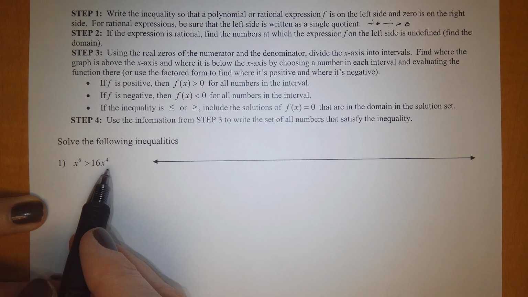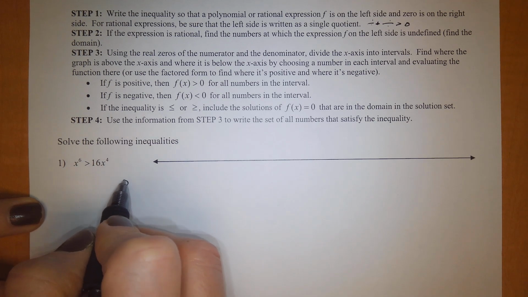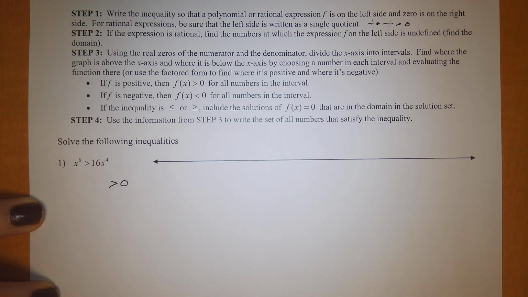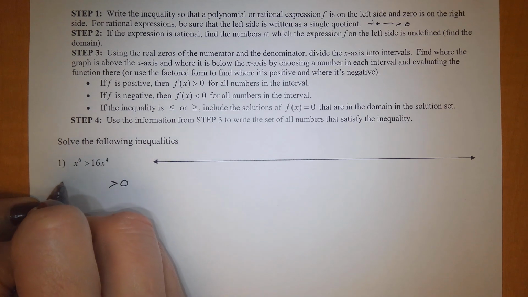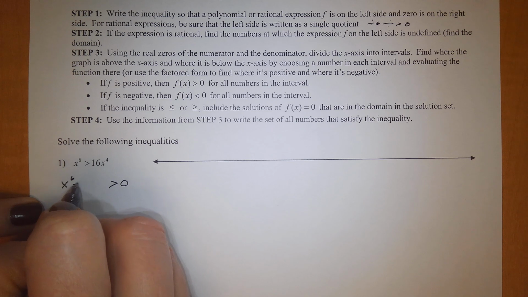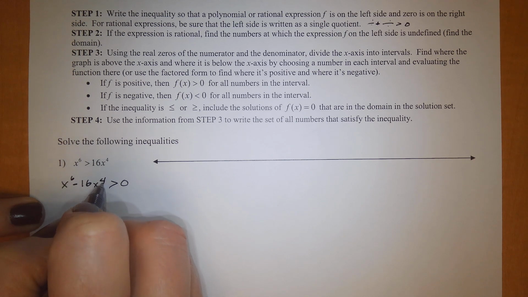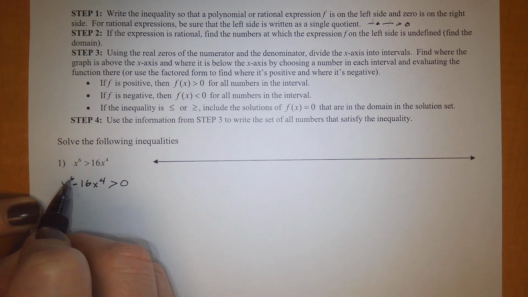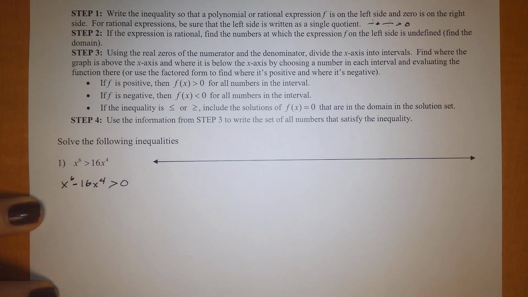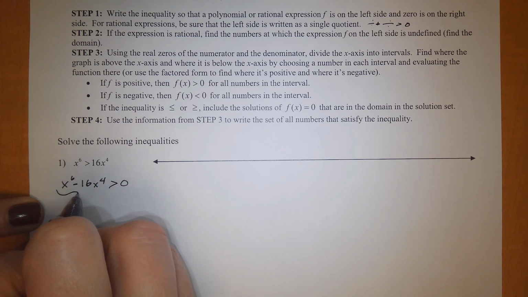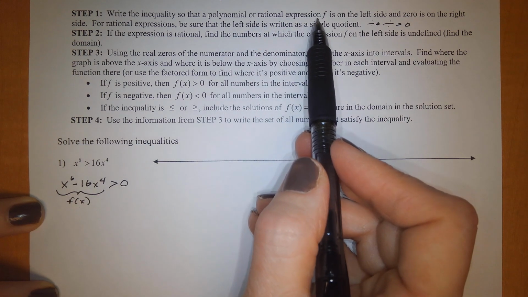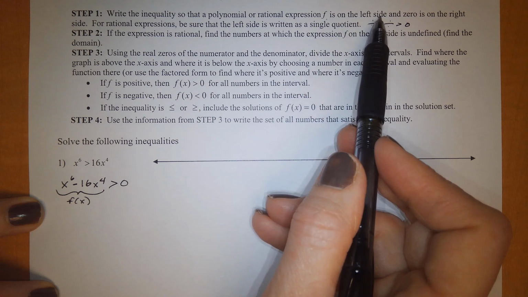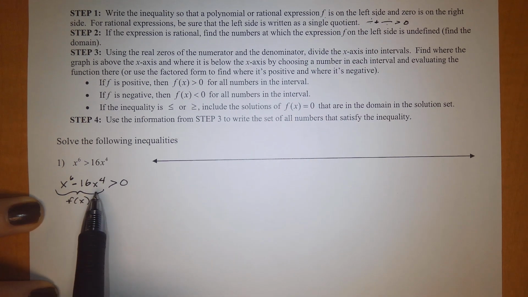It says to write everything on the left-hand side and set it equal to 0. So we're going to move this 16x to the fourth to the other side by subtracting it. And of course we're going to write this in descending order of powers, so we're going to go from the 6th degree down to the 4th. This is the function. This is the f that they're referring to in this statement, the rational expression f on the left-hand side.